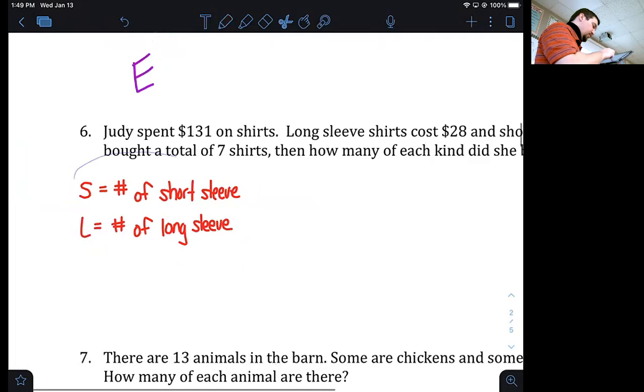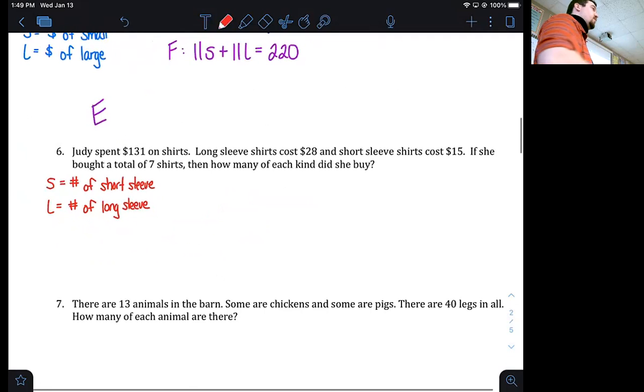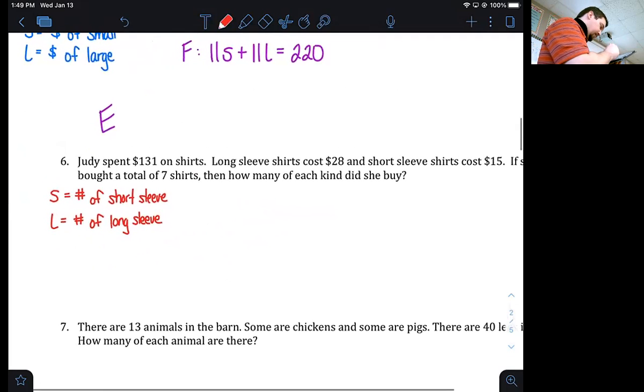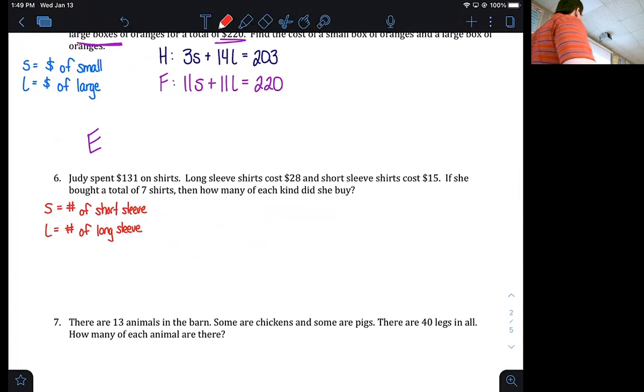Okay, which I'm sure you were probably going to use those variables anyways, but now that we have them defined, go ahead and give me one of the equations. Would it be 28s plus 15L equals 131? No. Careful, I think you have mixed up.